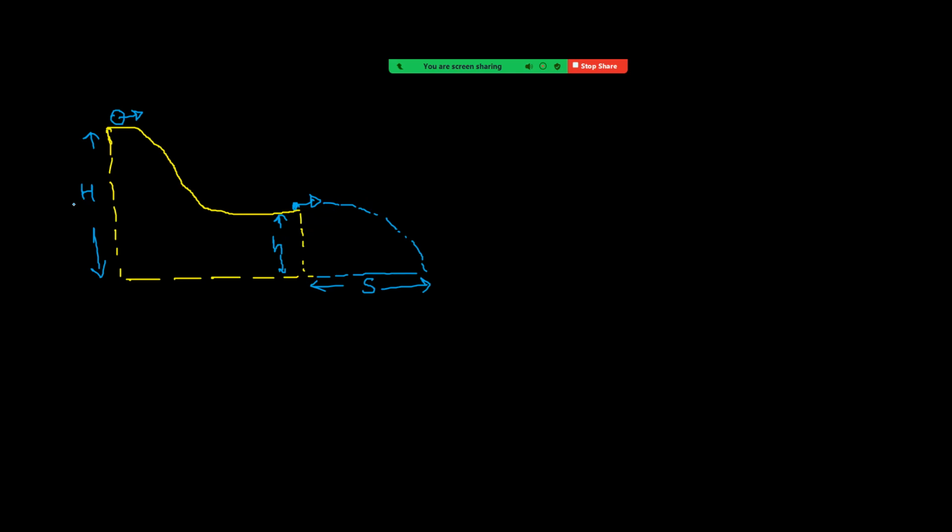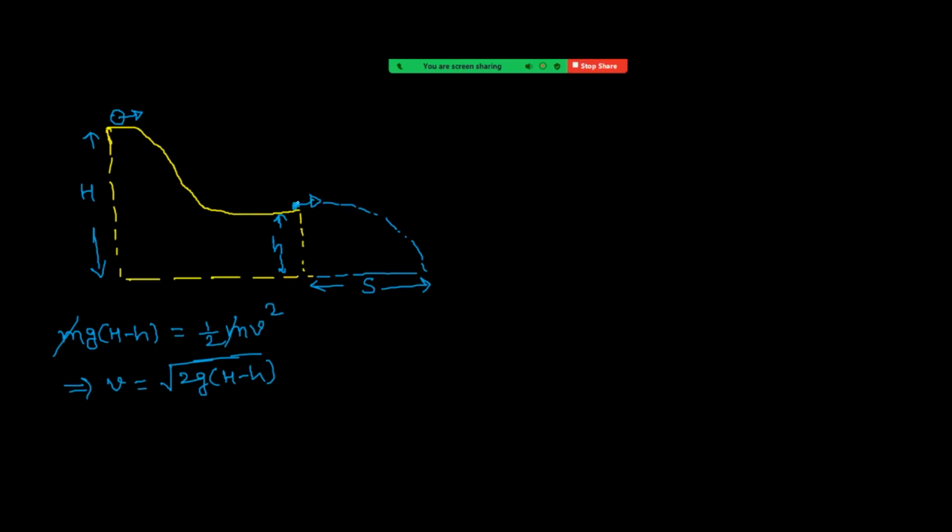You can see initially height capital H, finally height small h. So the loss in gravitational potential energy converts into kinetic energy, half mv square. m gets cancelled. From this, the v value is root of 2g into (H minus h).